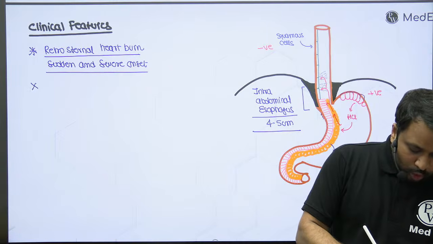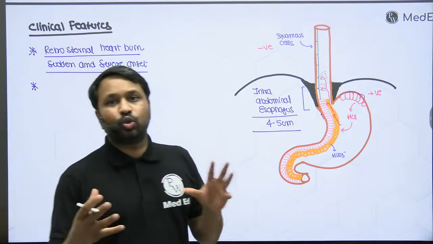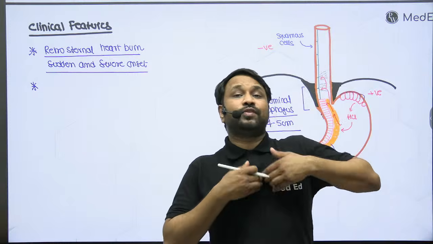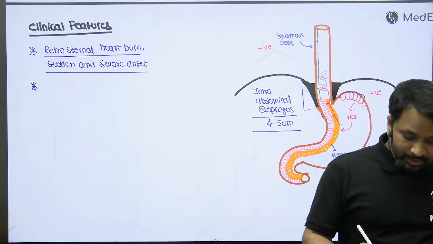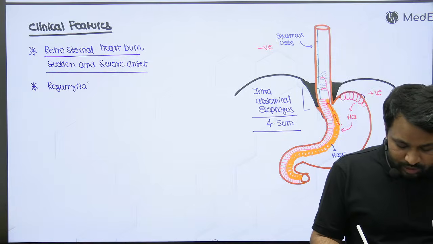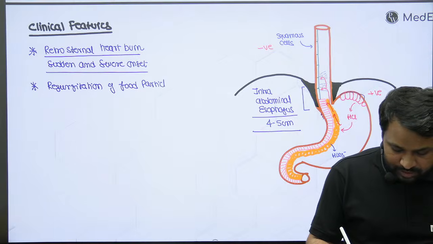Now because the tone is becoming less, अब टोन अगर छूटने लगा, टोन कम हो गया, तो obviously the content of the stomach will come into the esophagus, from there into the mouth and then out. So there will be regurgitation. There will be regurgitation of food particles.